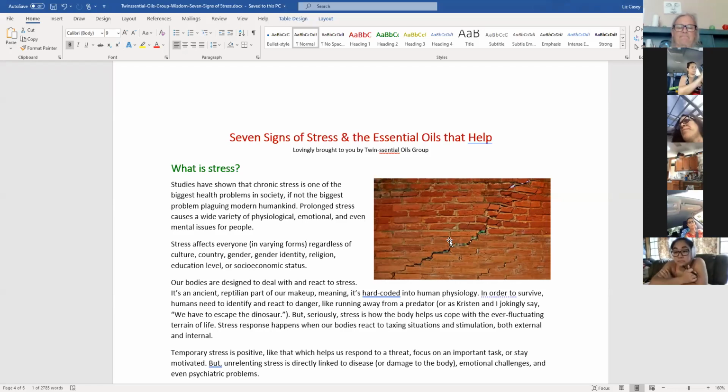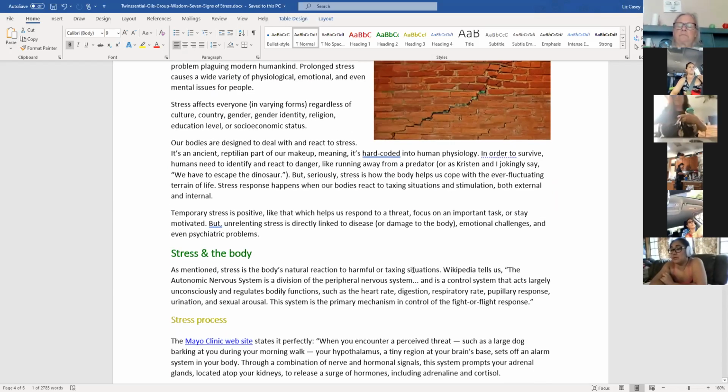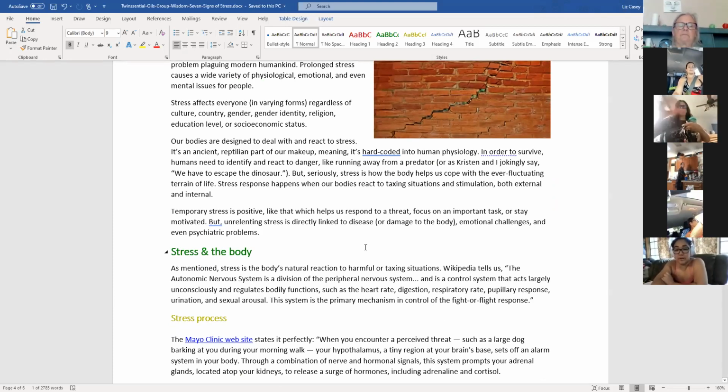That response happens when our bodies react to any taxing situation or stimulation, both external and internal. Interestingly, it happens with both perceived stress and actual physical stress, something that's actually threatening you. We'll talk about that in just a minute. Temporary stress is positive, so that you can get out of danger or help a kid or help an animal. But it's the unrelenting stress that is directly linked to disease and damage to the body. It is also linked directly to emotional challenges and even psychiatric problems.